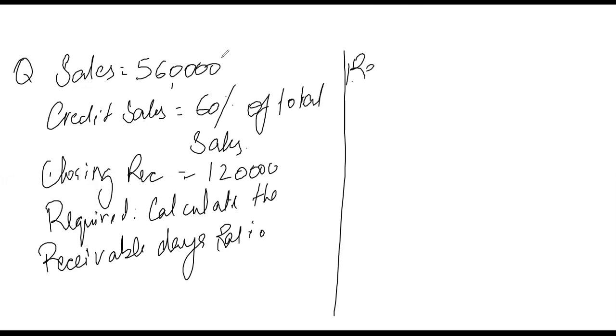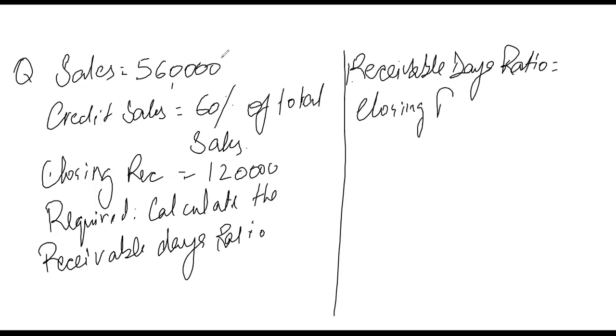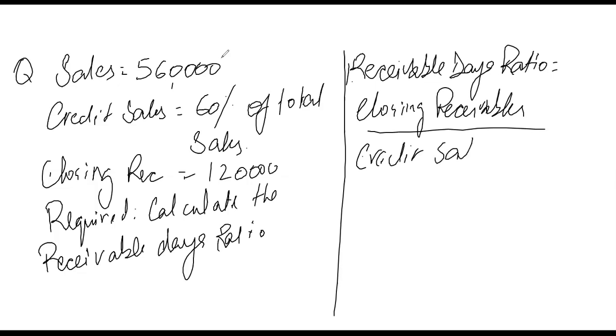Now if I calculate the receivable days ratio, I need to divide my closing receivables by my credit sales and then multiply by 365. But I don't know what my credit sales are. However, I know that my closing receivables are 1,20,000. If I divide 1,20,000 by, but first I need to calculate the credit sales.